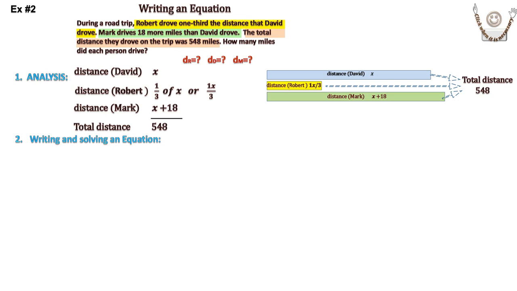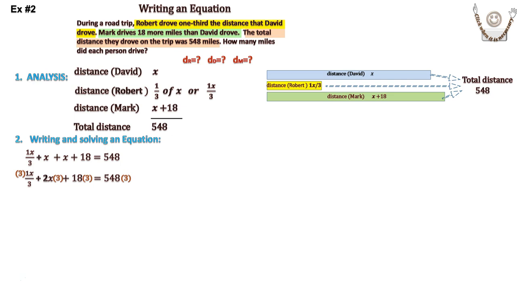Now we are ready to write and solve an equation. It will be 1/3 of x plus 1x plus 1x plus 18 equals 548. Let's simplify 1x and 1x into 2x. Now we want to clear the fraction, so the least common denominator is 3, and we multiply each piece on both sides by 3. And we have to simplify.